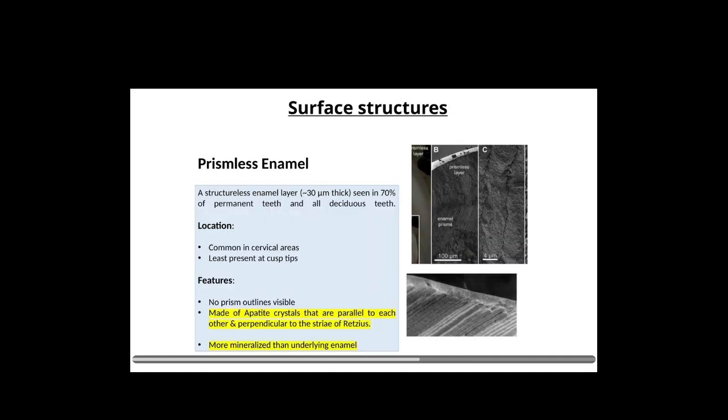The structureless enamel layer, approximately 30 micrometers thick, is present in 70% of permanent teeth and all deciduous teeth. It is commonly found in cervical areas and is least present at cusp tips. This layer lacks prism outlines, consists of parallel apatite crystals, and is more mineralized than the underlying enamel.